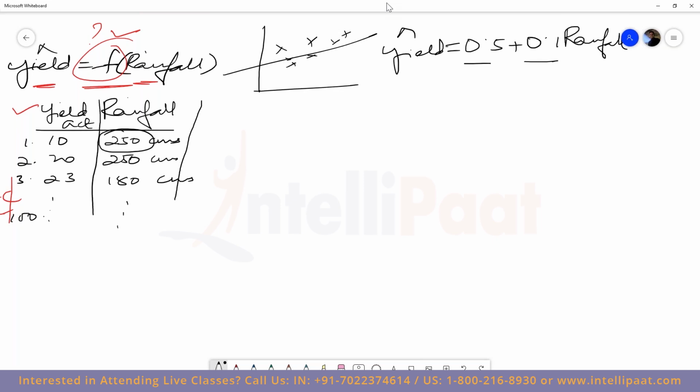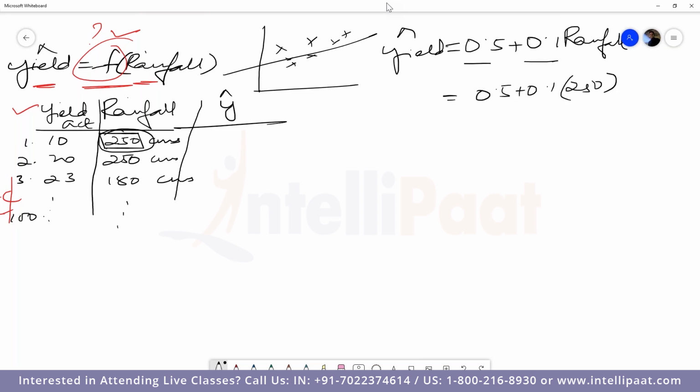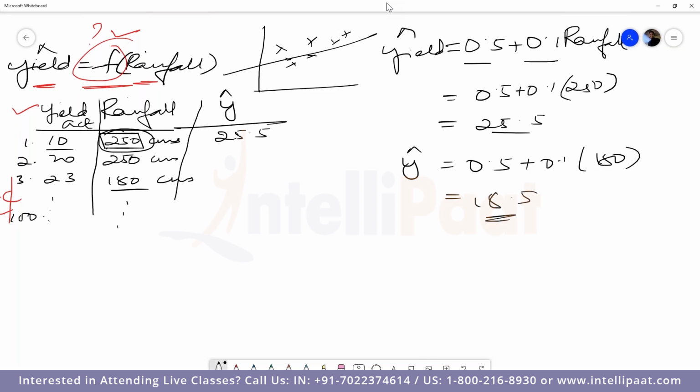Okay. So what we're saying is, if the rainfall was 250, what would be the predicted value? Can anyone guess? It'll be 0.5 plus 0.1 times 250, so this will be 25.5. So the actual value is 10, but the predicted value will be 25.5. Similarly, in this particular case, if the rainfall was 180, the predicted value of yield would have become 0.5 plus 0.1 times 180, which would have become 18.5. So you have the actual value, and you have the predicted value.